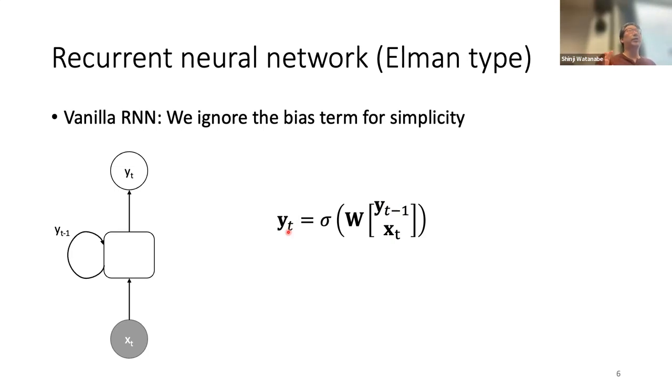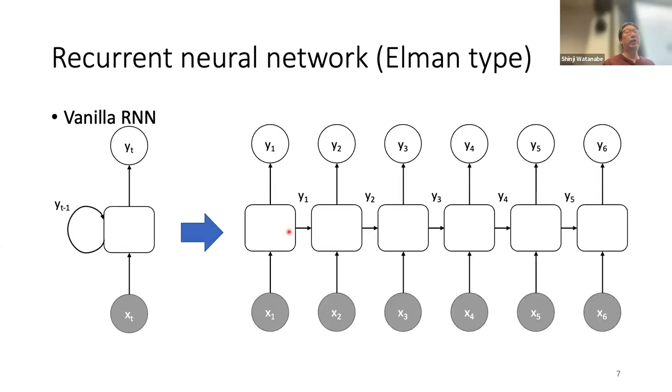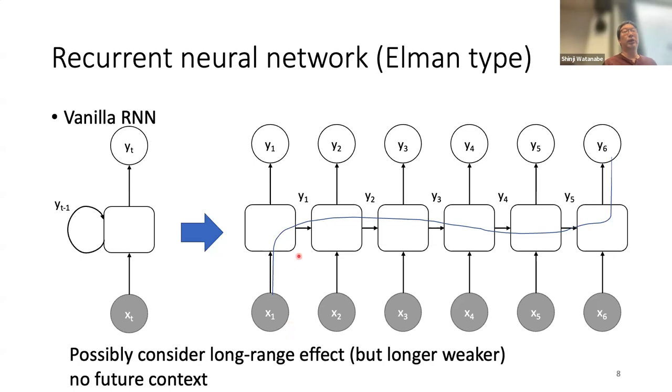This looks like it just considers the previous context, right? But if we expand this equation across all time steps, the recurrent neural network is actually written like this. It actually has all possible paths to consider the history. So by expanding this, it is exactly the same neural network, but just expanded across time.